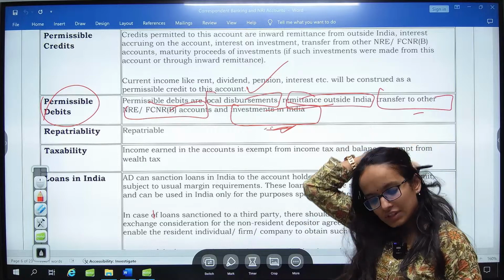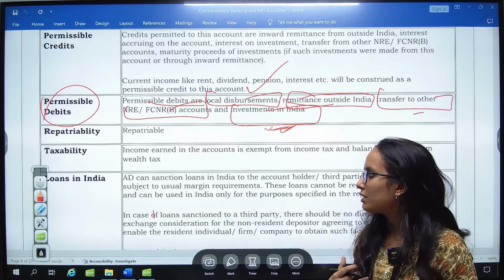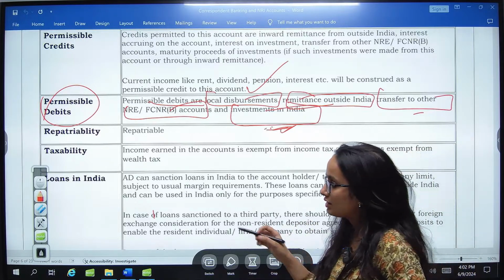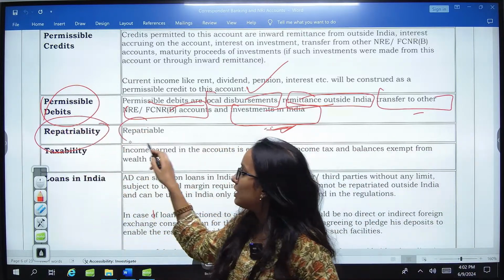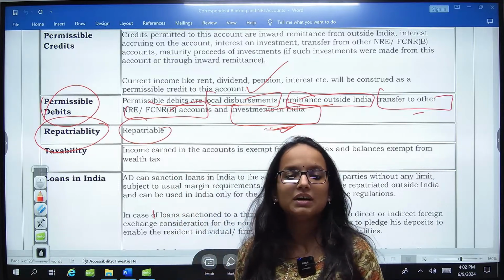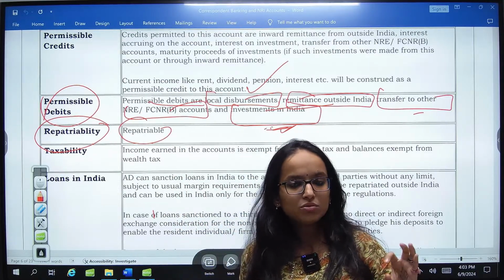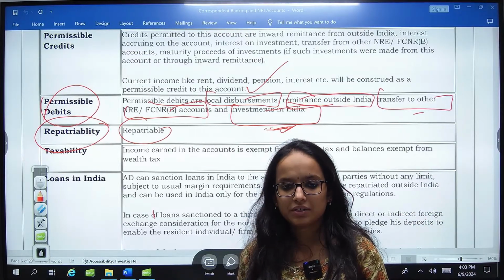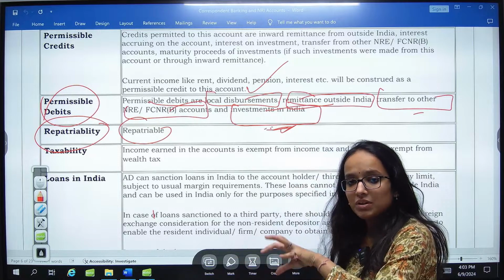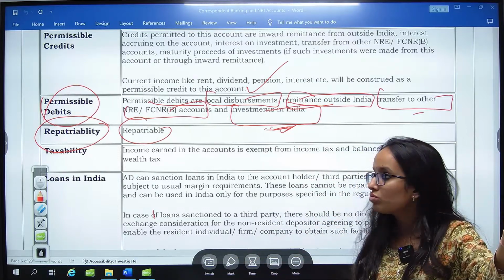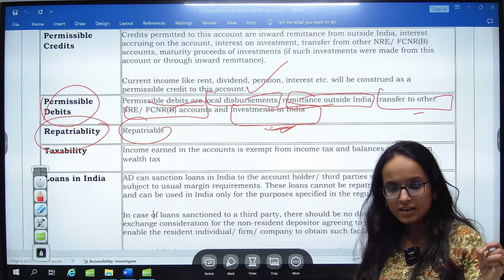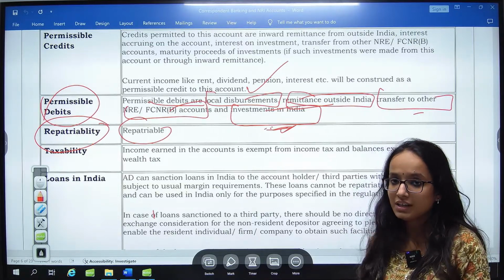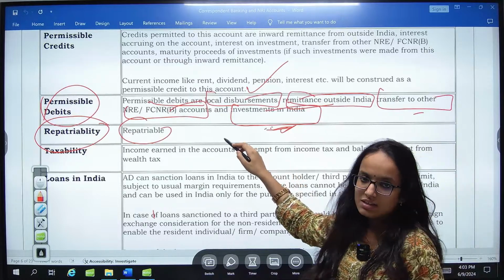So now we have discussed the permissible credits and permissible debits under the FCNRB account. Now what about the repatriability? Since we have discussed repatriability in case of the NRE account as well, repatriability means the ability to send something back to its source of origin, right? So is it repatriable? These funds can be sent back to their source of origin, to the NRI PIO? Yes, it is repatriable. The NRE account was also repatriable, if you remember. We have discussed that. So yes, it is repatriable.